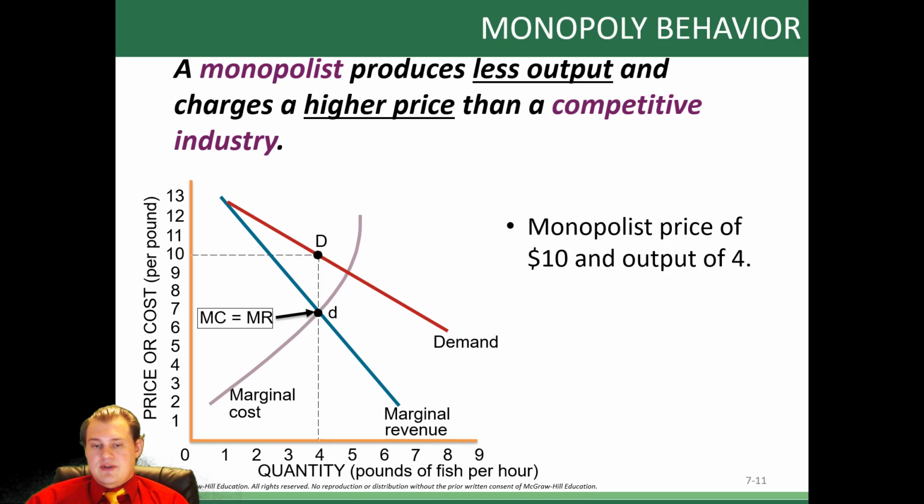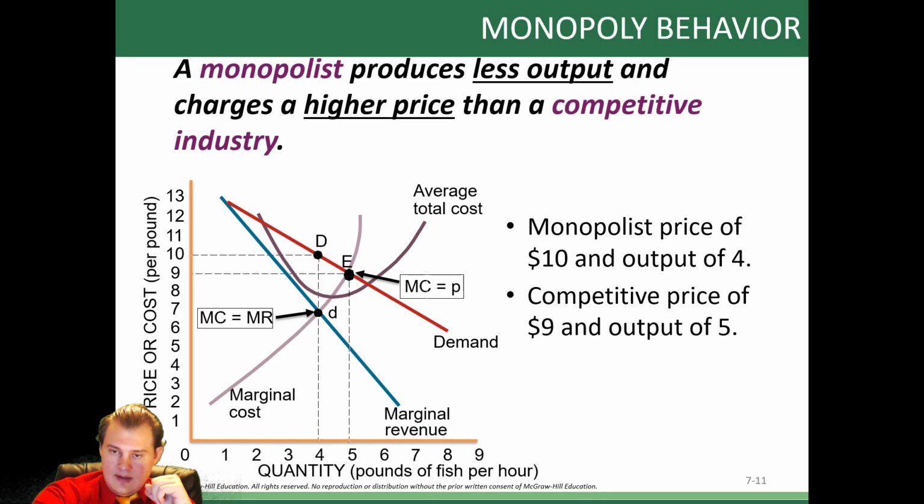Monopolists are going to produce where MC equals MR. They're going to produce at that D level. Monopolist price of $10, output of 4. That is what we're producing if this is a monopolistic market. E, however, is where MC equals P.